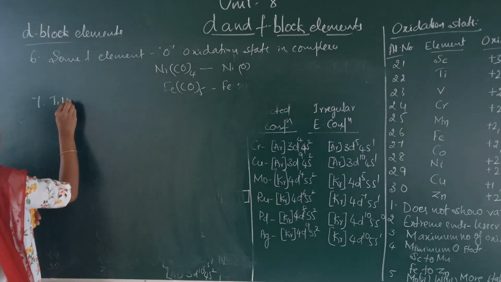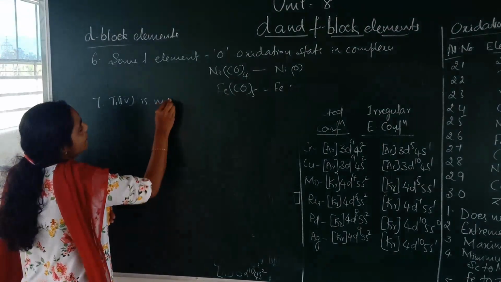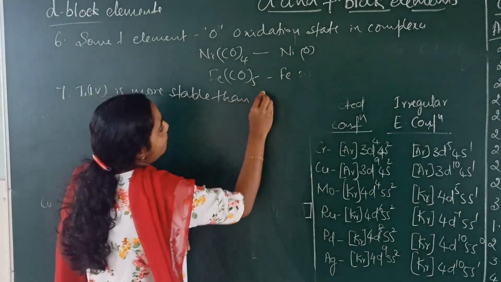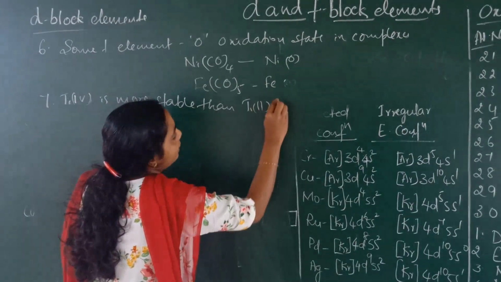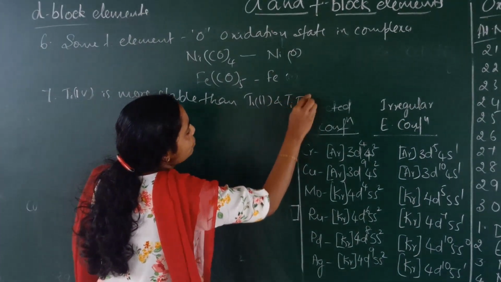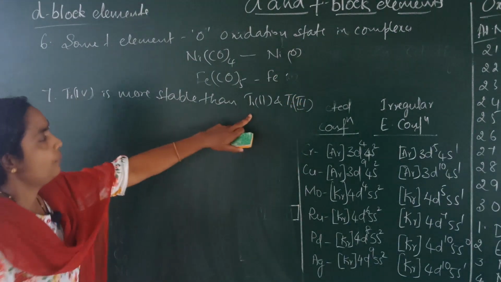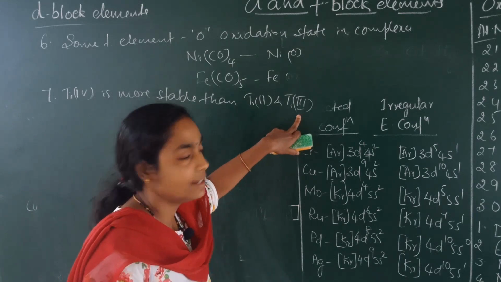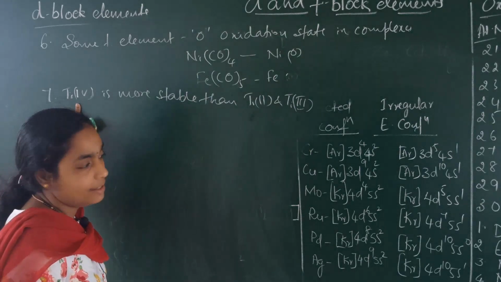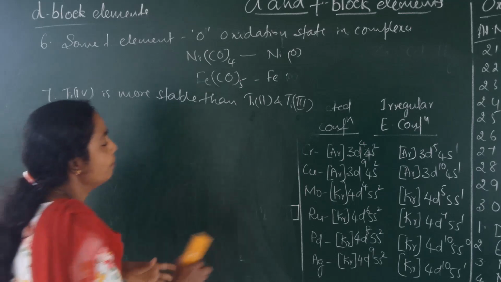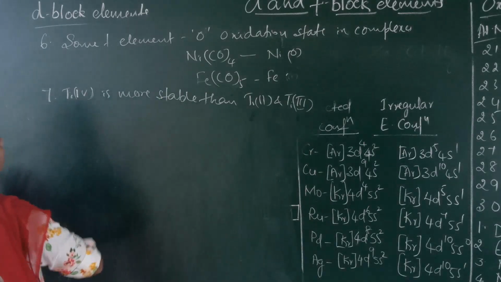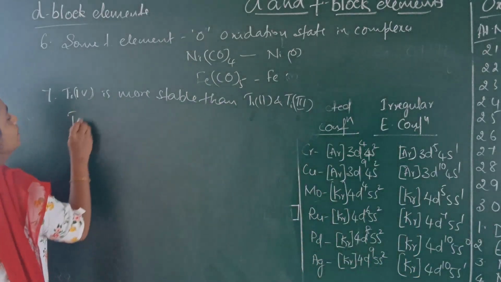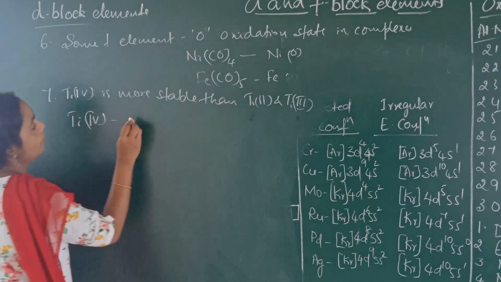Titanium 4 is more stable than titanium 2 and titanium 3. Means what? If titanium is in +2 or +3 oxidation state, it is less stable. If titanium is in +4 oxidation state, then it is more stable. Why? I will write the electronic configuration of titanium 4.